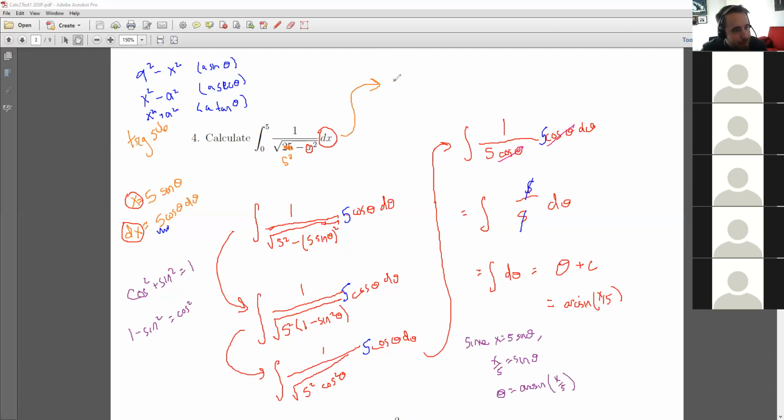Let's give a final answer. The final answer would become arcsine of 5 over 5, so that's arcsine of 1, minus arcsine of 0 over 5. Right, and that would be a perfectly acceptable final answer: arcsine of 1 minus arcsine of 0.